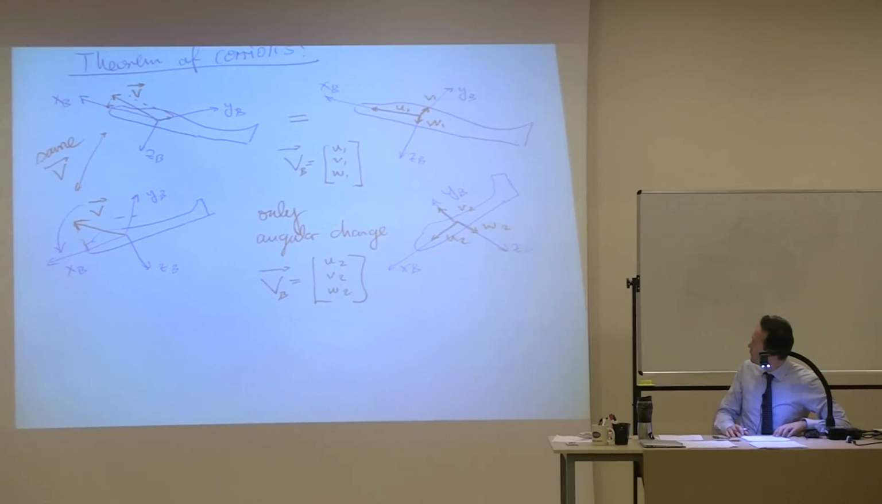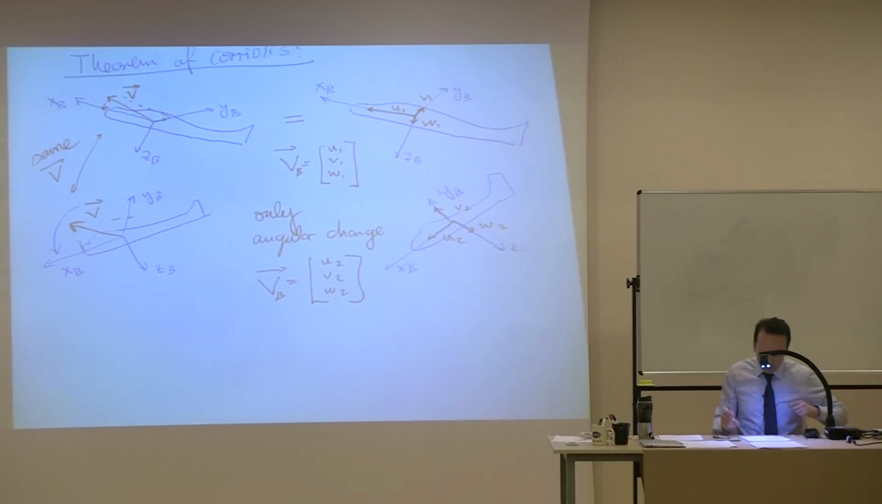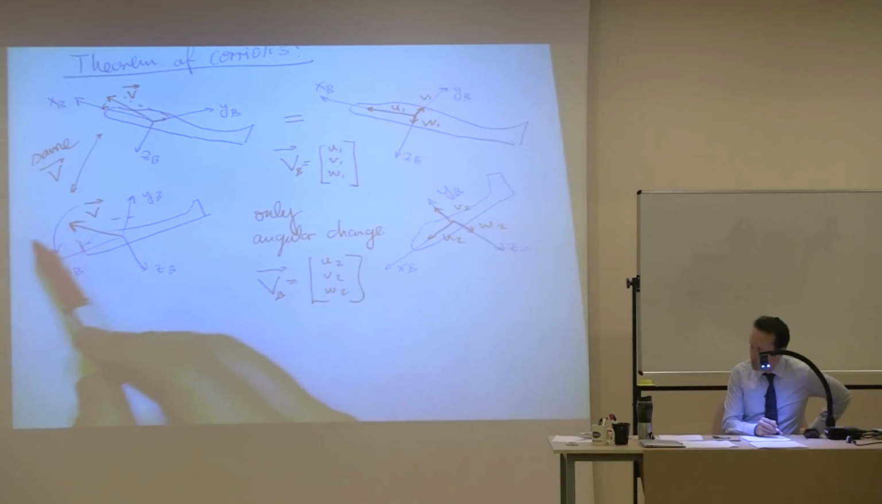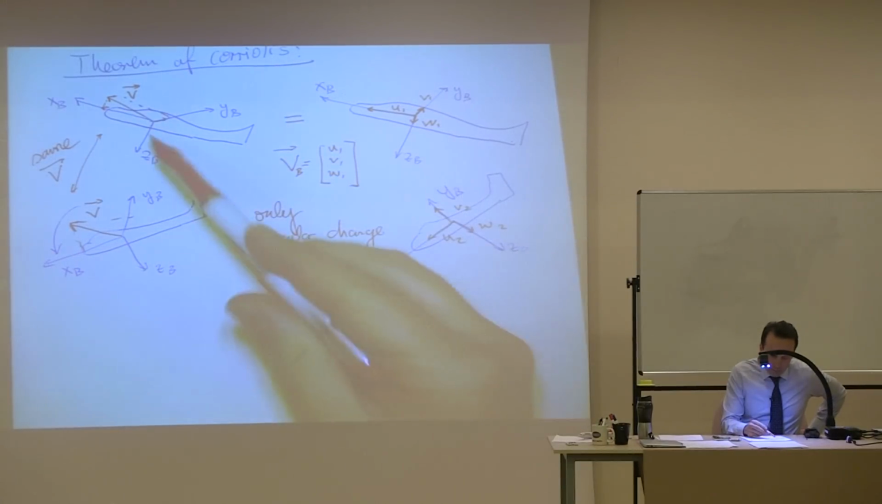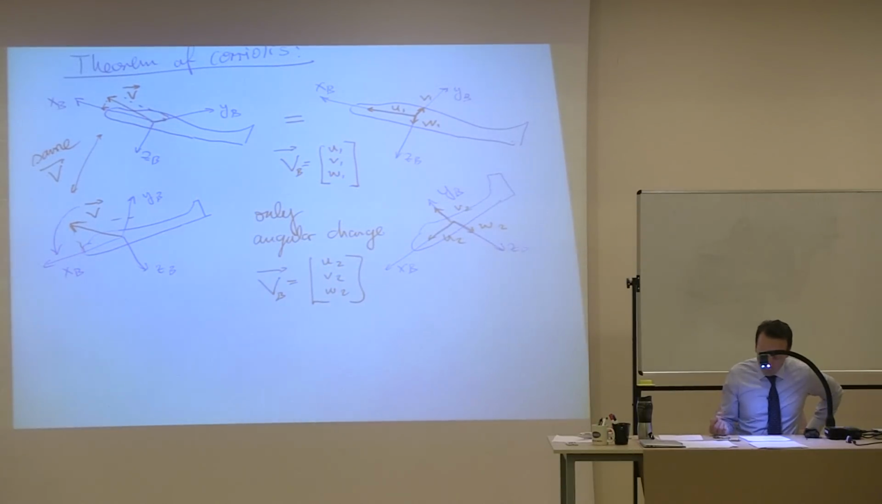Is that correct? Right? Understood? I mean, the velocity vector is the same. It doesn't change. I'm writing it in the body fixed coordinate system. Body, body, body, body. And here's this one. Is that good?